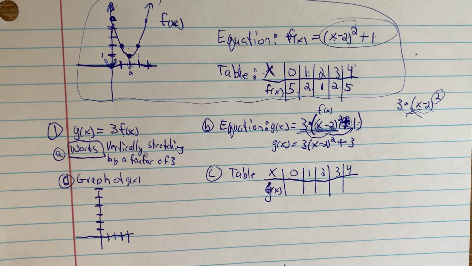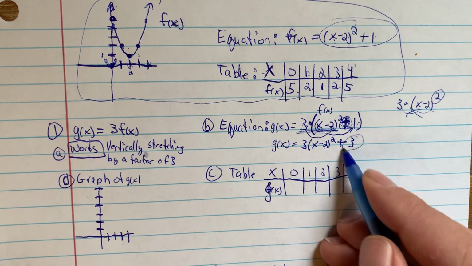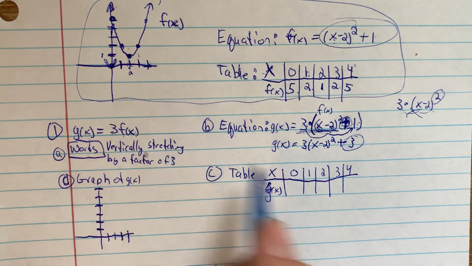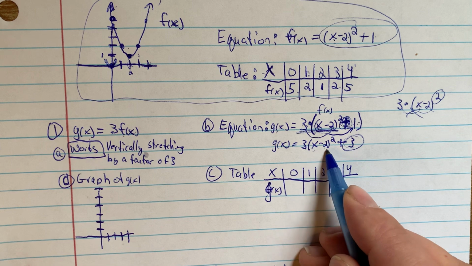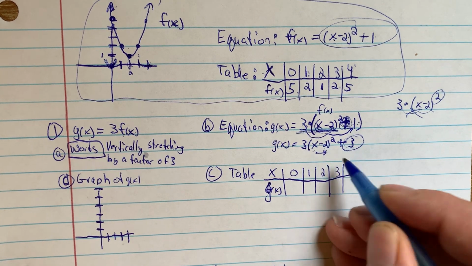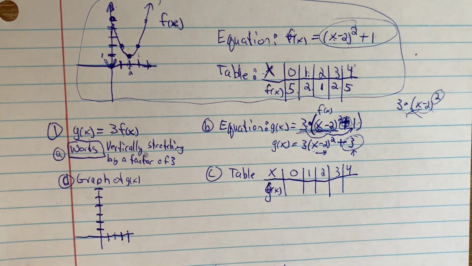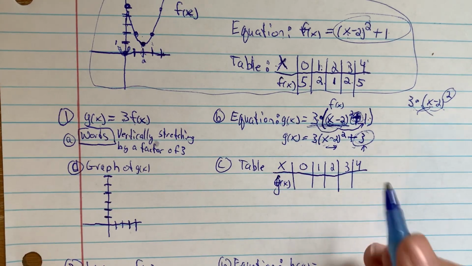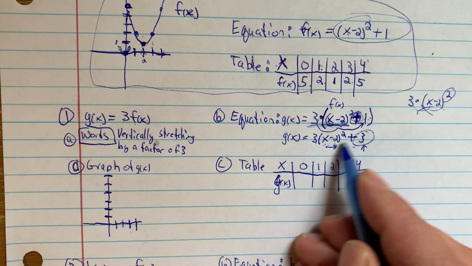And so what we'll see is that we end up with the vertex used to be at 2, 1. Now the vertex will be at 2, 3. It's to the right by 2 and up by 3 from the parent function y equals x squared. So I'm going to use this new graph to graph it. It's 2 to the right and 3 up.